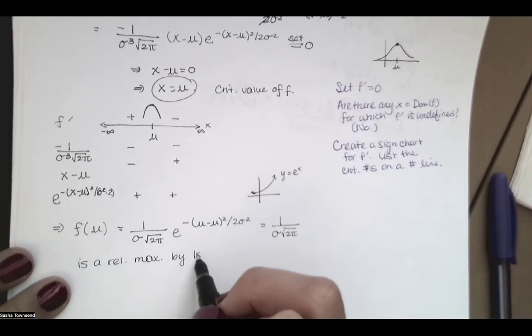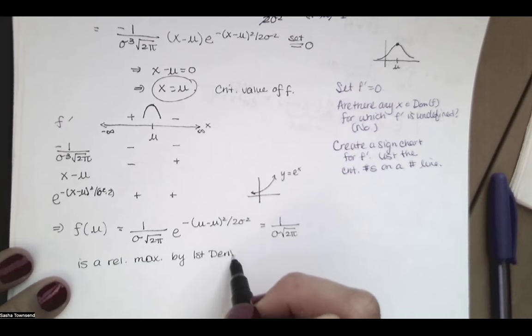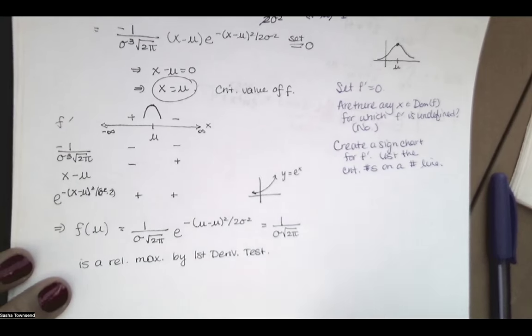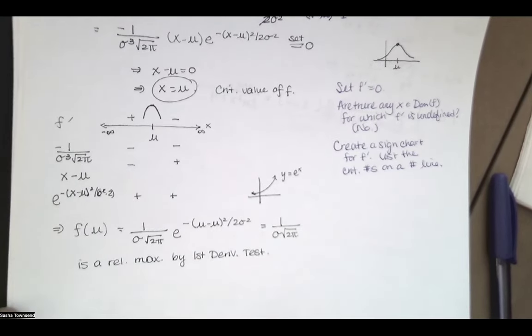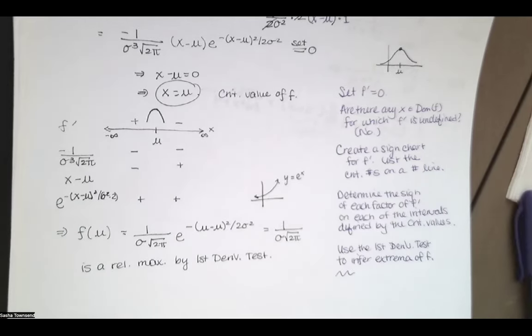And it's by the first derivative test. Okay, so we know that's true. And we're curve sketching. So let's find the second derivative and think about where that graph is concave upward versus being concave downward.